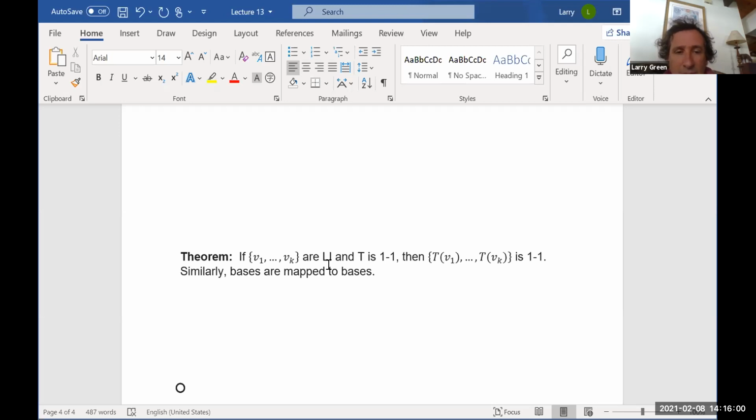Okay, and then a note is that if V1 through Vk is a basis, then T of V1 through T of Vk is also a basis, for what it spans. How do I prove this theorem? The hint is it's pretty easy.